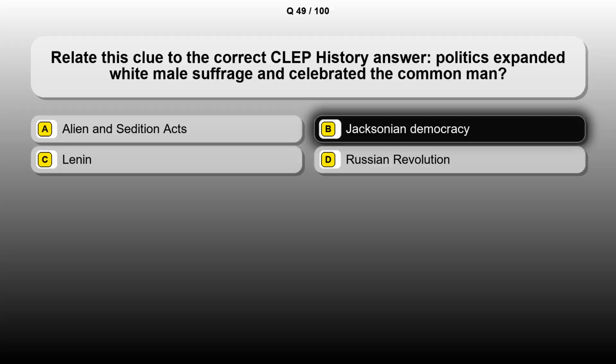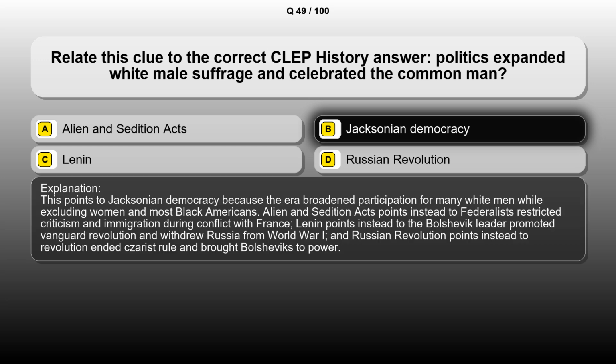The correct answer is option B, Jacksonian democracy. This points to Jacksonian democracy because the era broadened participation for many white men while excluding women and most Black Americans. Alien and Sedition Acts points instead to Federalists' restricted criticism and immigration during conflict with France. Lenin points instead to the Bolshevik leader promoted vanguard revolution and withdrew Russia from World War I, and Russian Revolution points instead to revolution ended Tsarist rule and brought Bolsheviks to power.